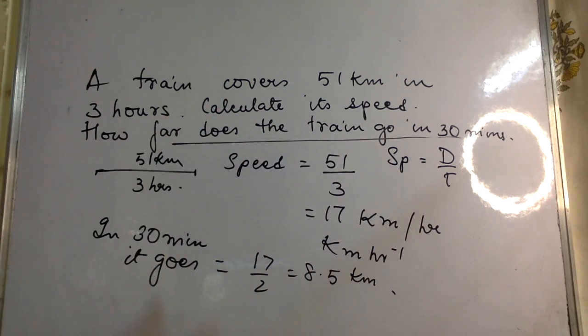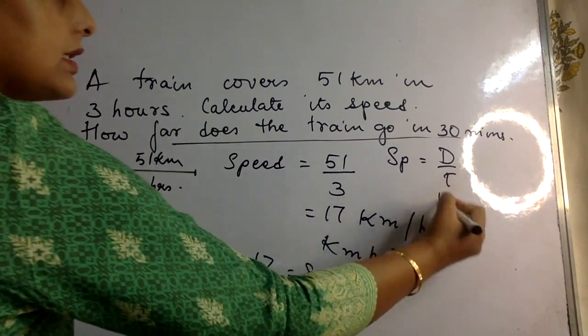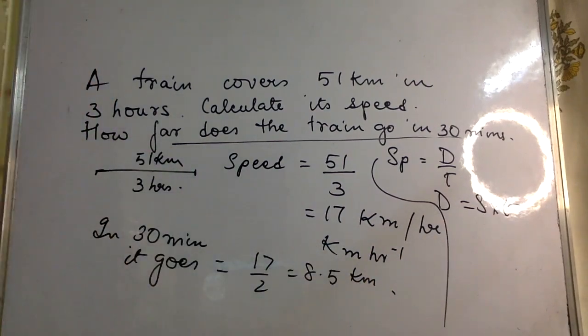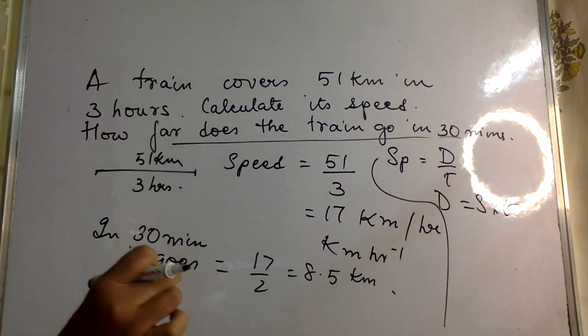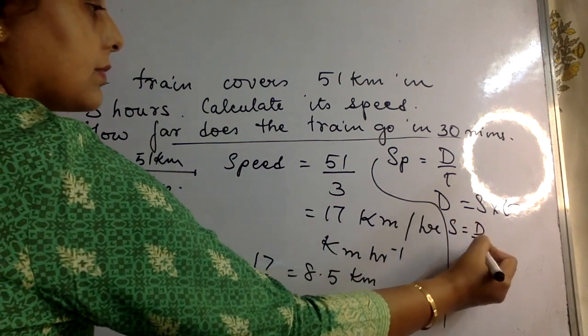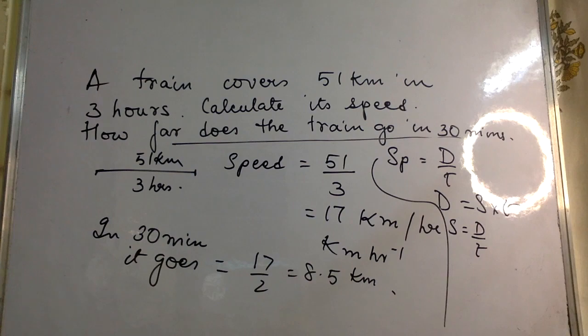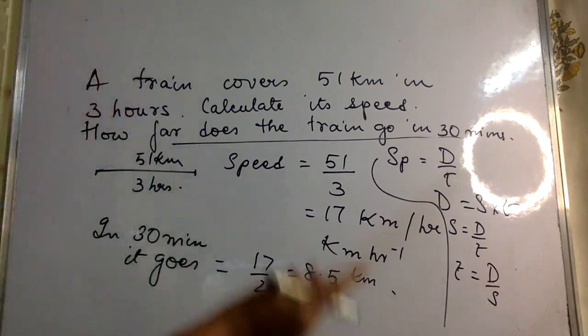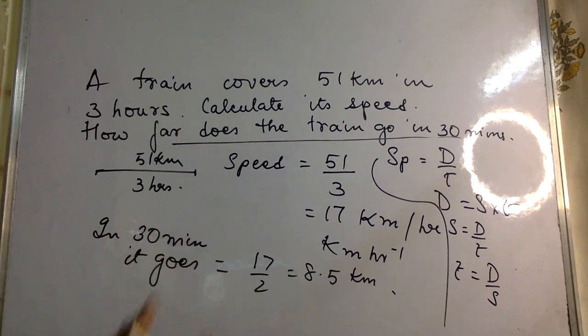Why? Because distance is equal to speed into time. If you know a little bit of linear equations, you will know that keeping the speed on one side gives distance by time. Yes, I've got my second formula. And if you want to find time, time is distance by speed. So everything comes from that little bit of the concept of linear equations. I think I have 2 or 3 videos on linear equations, and I'm going to make a few more.